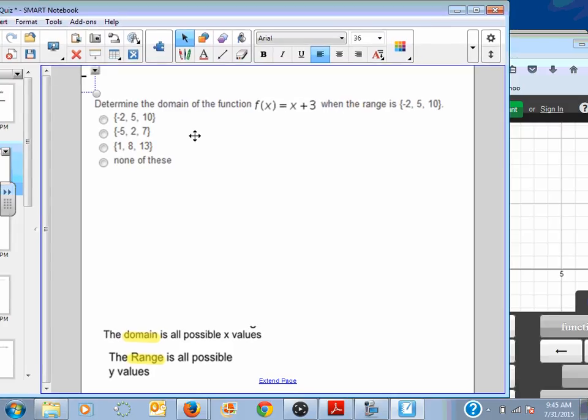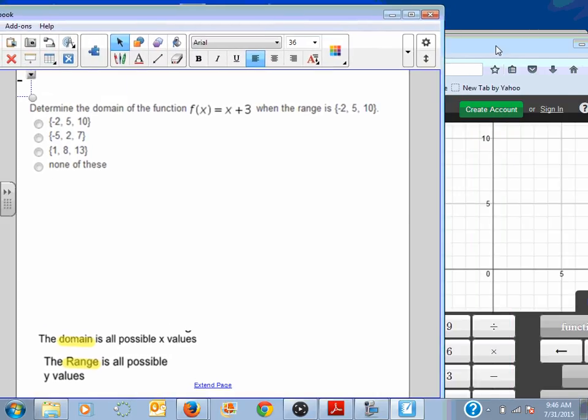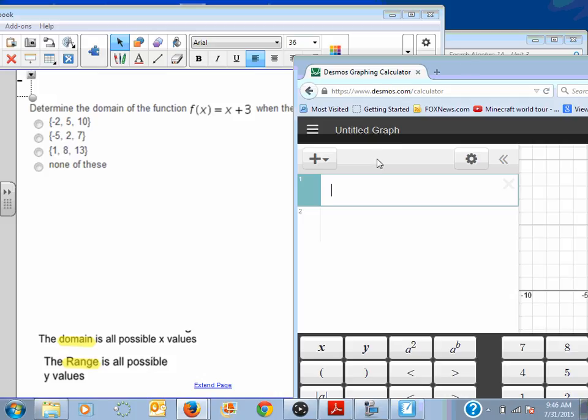Okay, determine the range of the function. Determine the domain of the function f of x equals x plus 3 when the range is -2, 5, and 10. Let's try something here. As usual, we're going to go into Desmos. We're actually going to graph this thing. We're going to say f of x equals x plus 3.